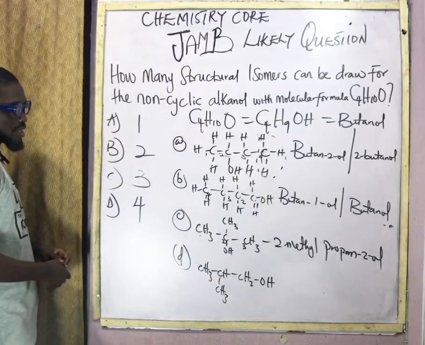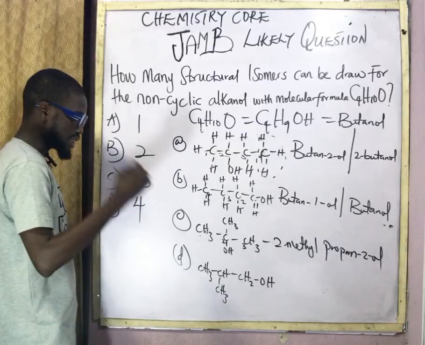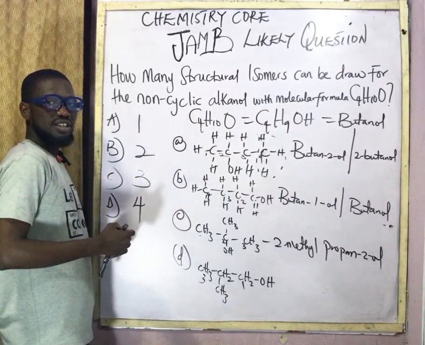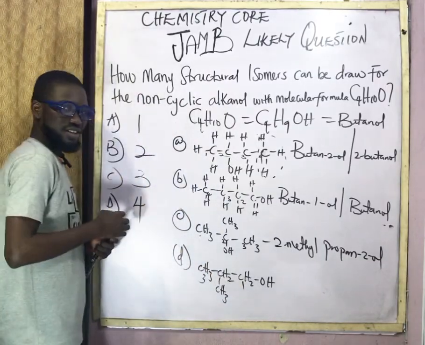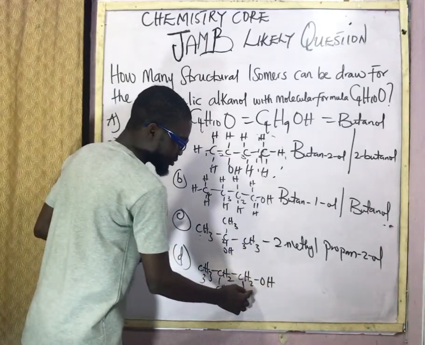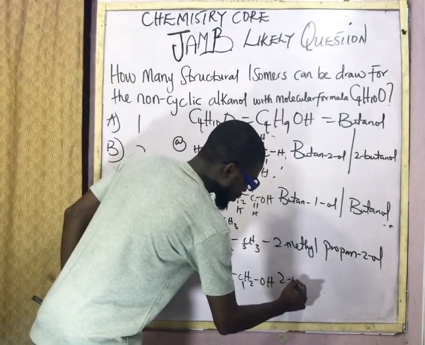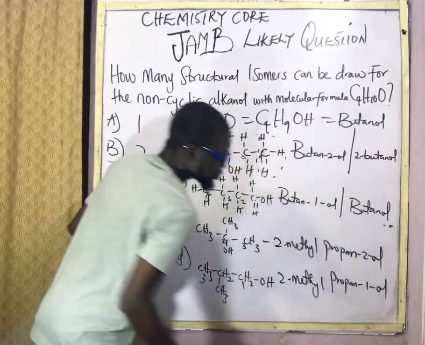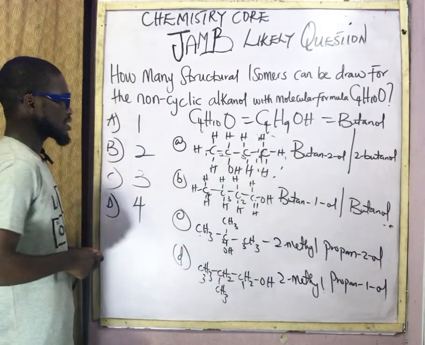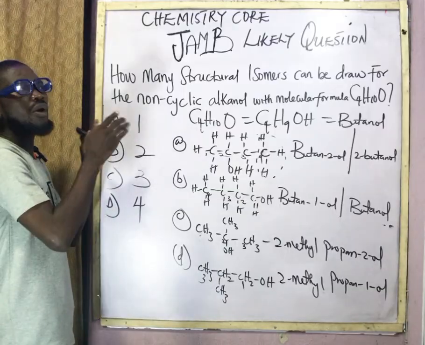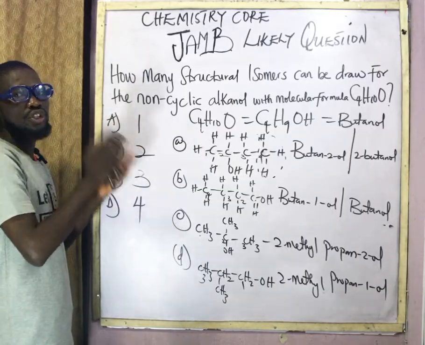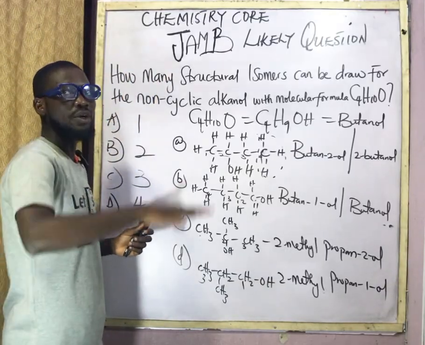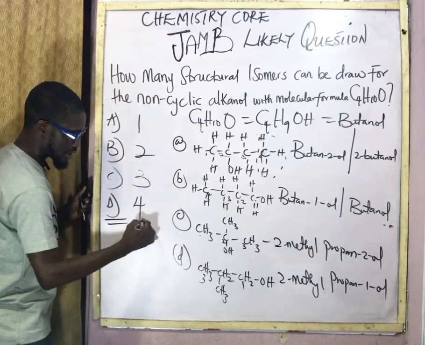Guys, if we are to name this type of compound, we have 1, 2, 3. Because of this functional group, we need to start the numbering from here. So in that case, we have 2-methylpropan-1-ol. According to the question, we are only asked how many structural isomers can be drawn from butanol. We have 4 isomers that can be drawn from butanol. In that case, option D is the correct answer.